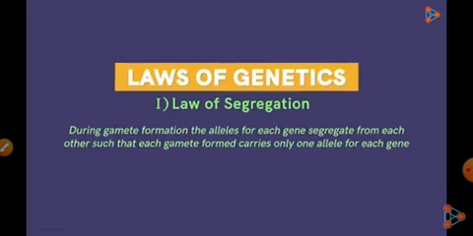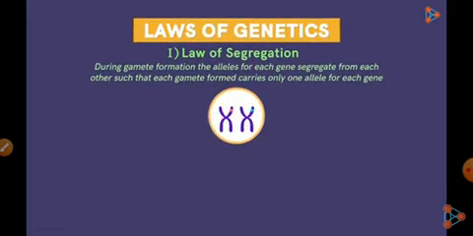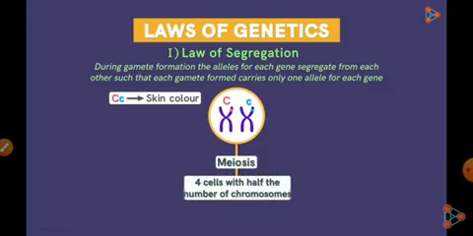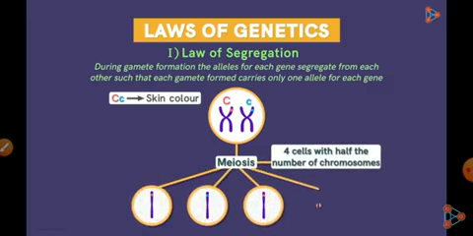Let's assume we have this single cell with only two chromosomes in it. The chromosomes have a set of genes Cc for the skin color in an individual. Now to understand the law, let's break it into parts. The first part says, during gamete formation. This is the process of meiosis. It is the type of cell division which gives us 4 cells with half the number of chromosomes.